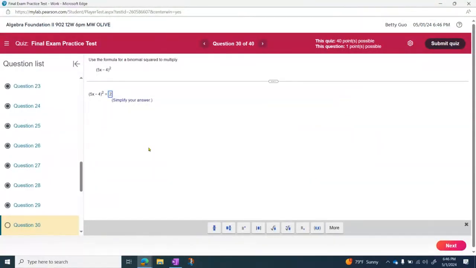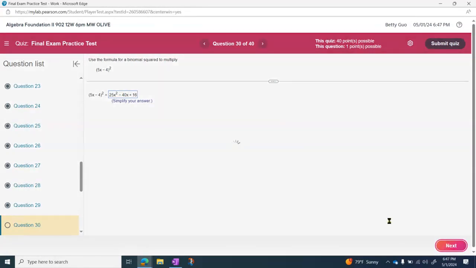So we have 25x squared minus 40x plus 16. 25x squared minus 40x plus 16. Okay. Next.